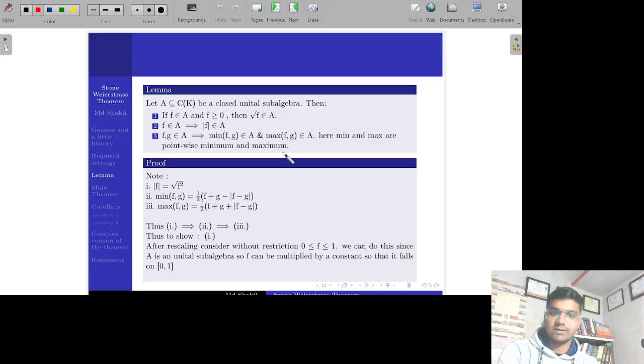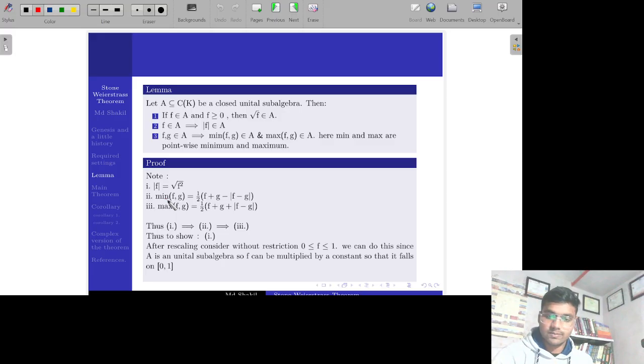So we'll prove this lemma. First of all, we see that we can write mod of f as the square root of f square. Square root means f square to the power 1 by 2, and the 2 gets cancelled and we are left with mod f. The second point, minimum of f and g.